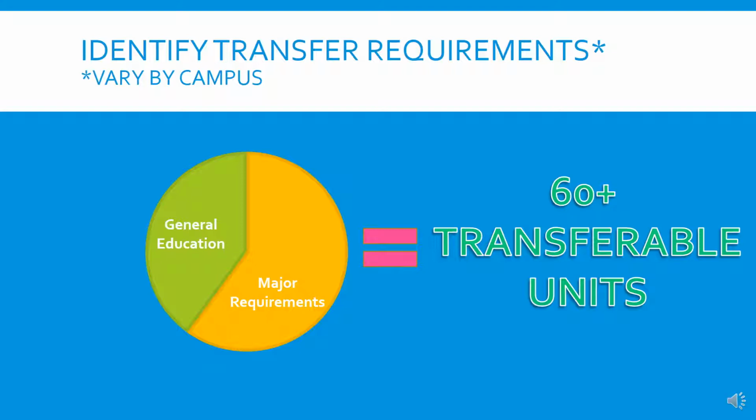If you are interested in transferring, again, typically it's going to vary by campus. If you're interested in a California public university, such as a UC or CSU campus, you're going to want to work on completing a minimum of 60 transferable units here at Mesa College. And what those units are going to consist of is two main areas. One area is going to be general education, and the other area is going to be the major requirements.